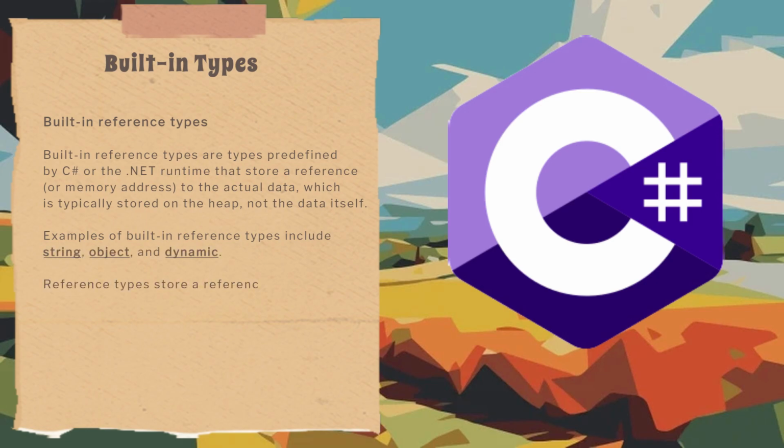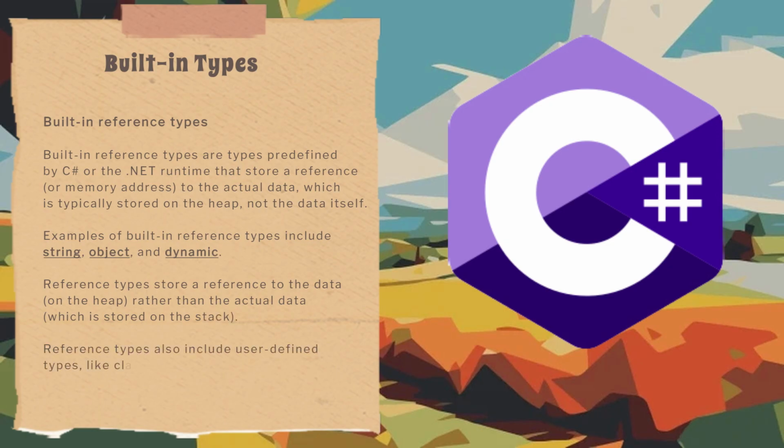Reference types store a reference to the data, on the heap, rather than the actual data, which is stored on the stack. Reference types also include user-defined types, like class, which are reference types defined by the programmer.